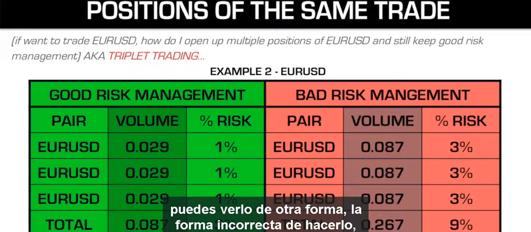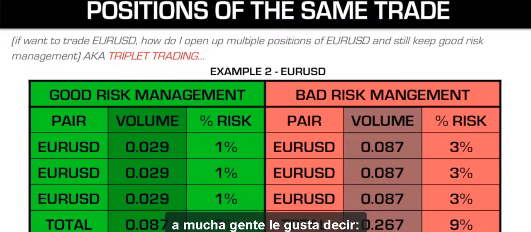You can look at the other side, bad way of doing it. A lot of people like to say, I want to open up 3 trades. And boom, they open up 3 at 0.086 or 87.